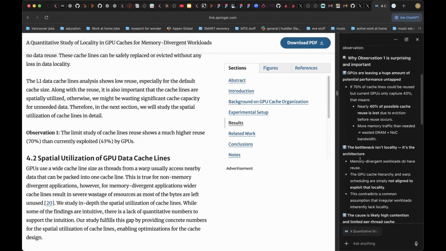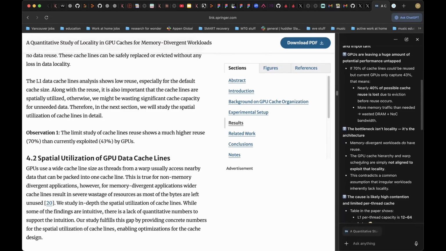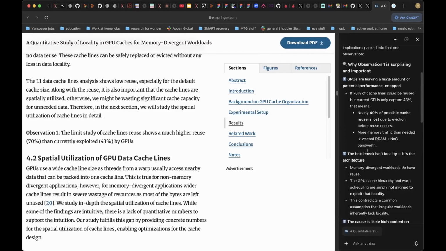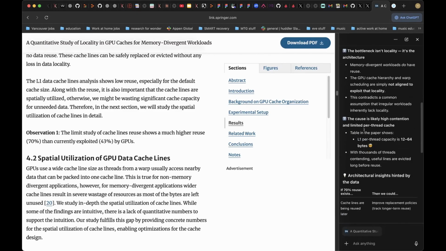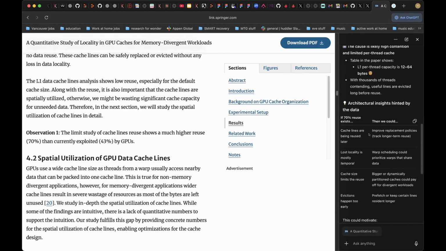Okay, so let's see. Memory divergent workloads do have reuse. Cache hierarchy and warp scheduling are not aligned to exploit the locality. Contradicts the common assumption that irregular workloads inherently lack locality. 40% of possible cache reuse is lost due to eviction before reuse occurs. Okay, sure, checks out. More memory traffic than needed. Limited per thread cache, high contention. Useful lines are evicted before reuse.